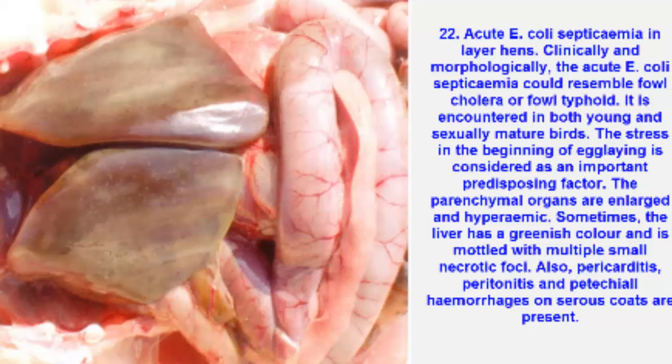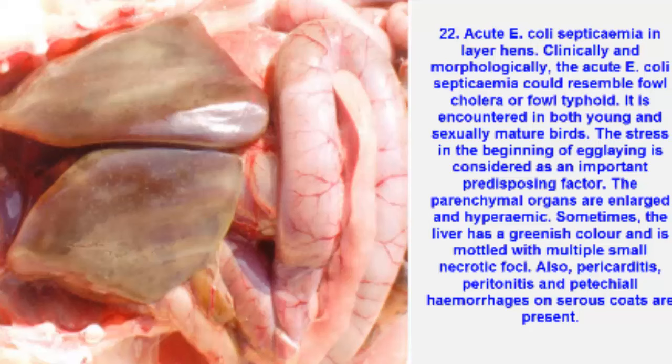22. Acute E. coli septicemia in layer hens. Clinically and morphologically, the acute E. coli septicemia could resemble fowl cholera or fowl typhoid. It is encountered in both young and sexually mature birds. The stress in the beginning of egg-laying is considered as an important predisposing factor.